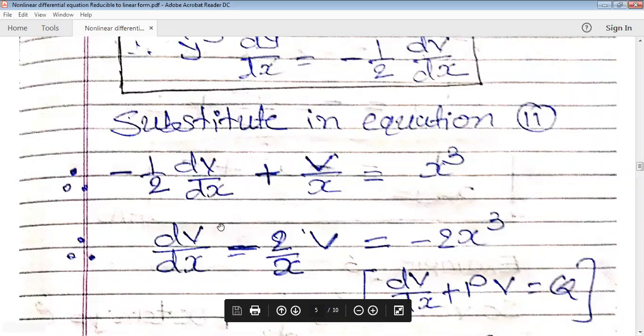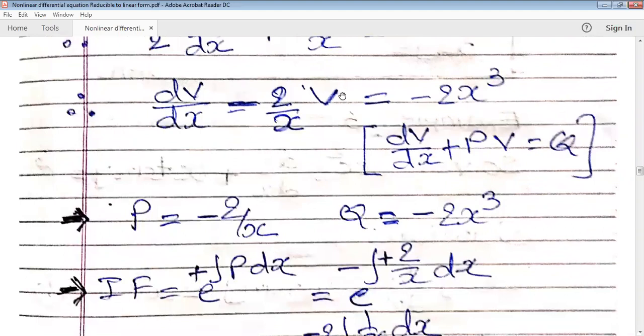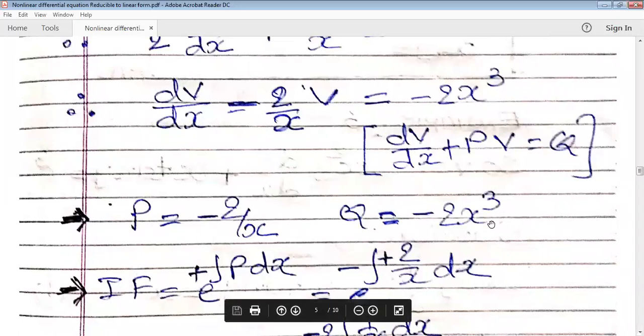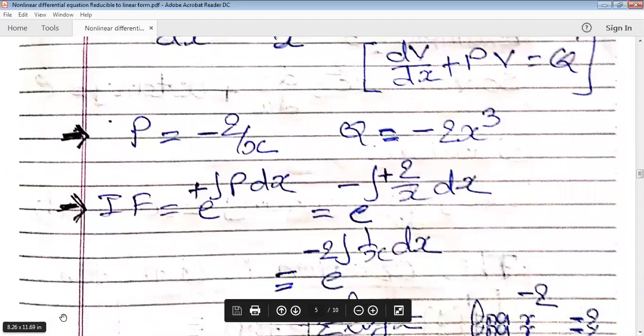Students, this is our linear equation in the form of v. So by comparing with the generalized form of the linear equation in the form of v, the multiple of v is p, and here our right hand side is q. So p is minus 2 by x, q is minus 2x cube. Now we solve our linear equation.